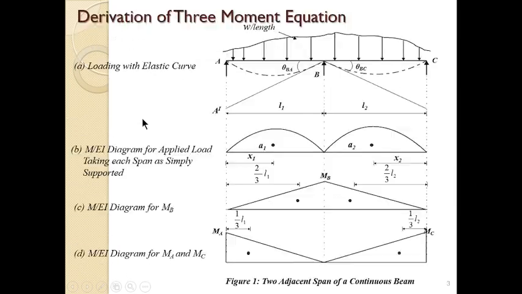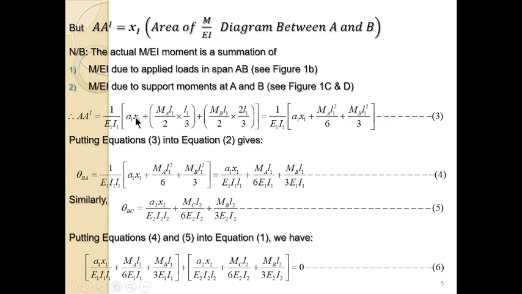So if we go to the first one, which is the applied load, we are looking at the area between span points A and B. The area of this M over EI diagram for the applied load is A1. The centroidal distance is X1. That is what we have here, A1 and X1. Meanwhile, we have factorized EI out. That's why we have 1 over E1 I1, so that we don't need to multiply all of this by E1 I1 again. So this is for the applied load.